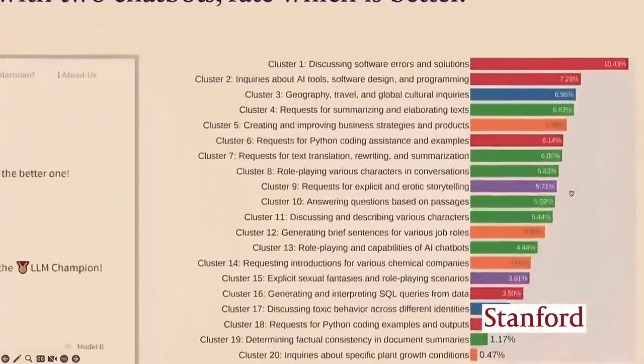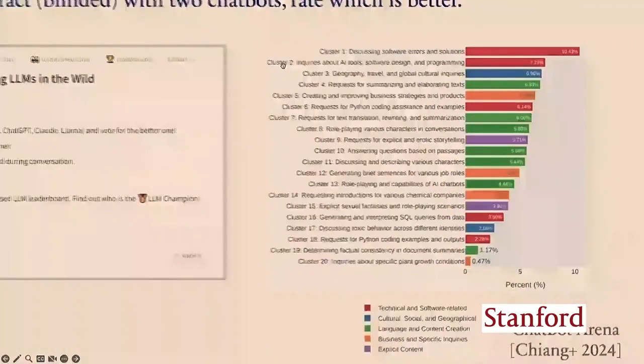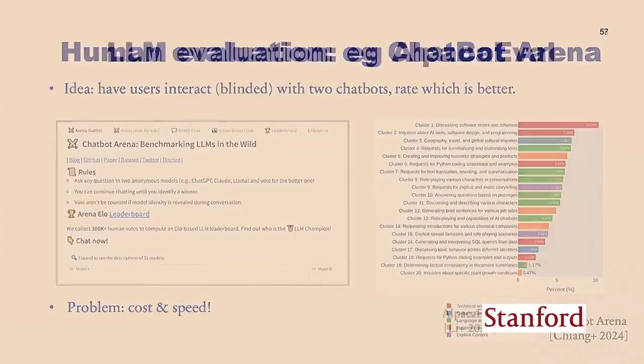One potential issue, just to highlight, is that the people who want to do these types of things are usually more tech-driven or tech savvy. So a lot of the questions you will see are tech stuff, discussing software errors, inquiries about AI tools, and all of these things. Another issue is cost and speed. If you really want to use something like this for the development process, it will be too costly because you would need to pay a lot of humans to do that.